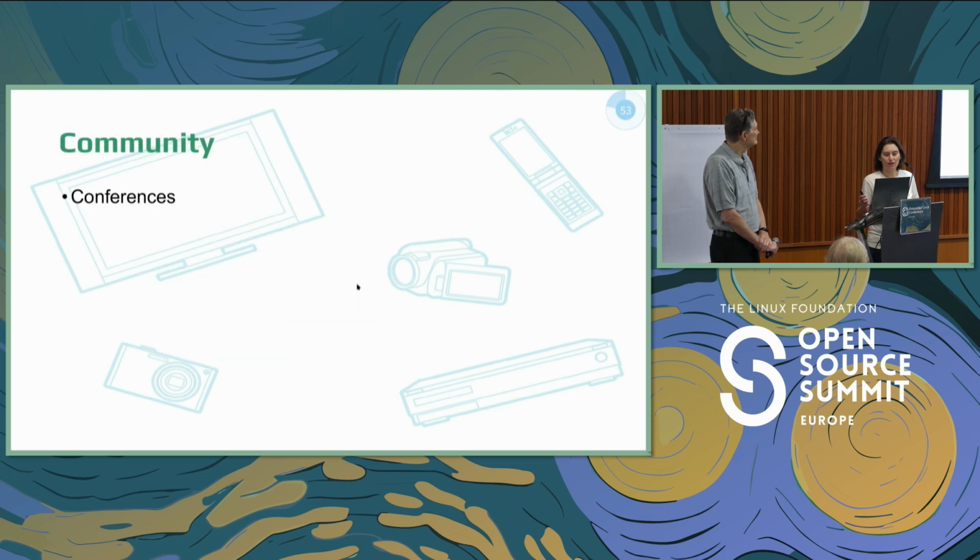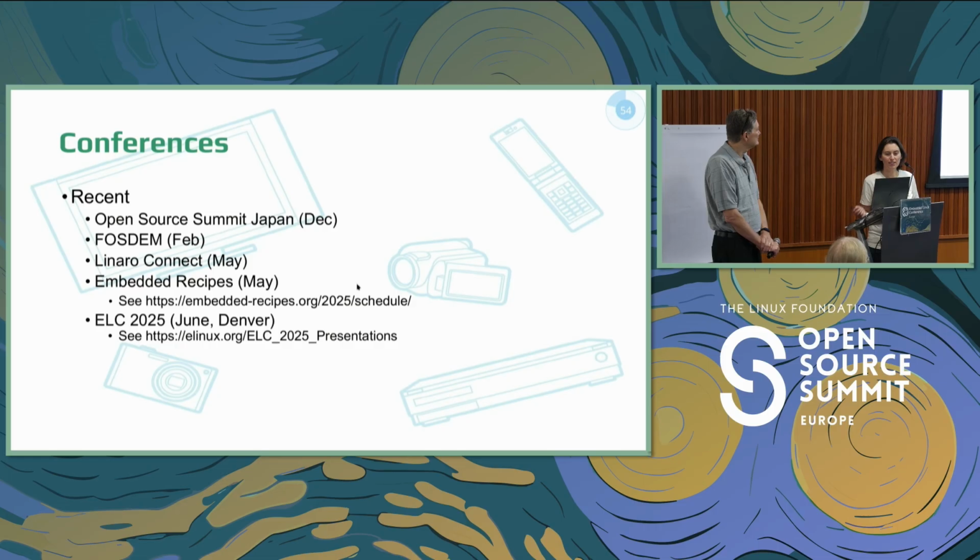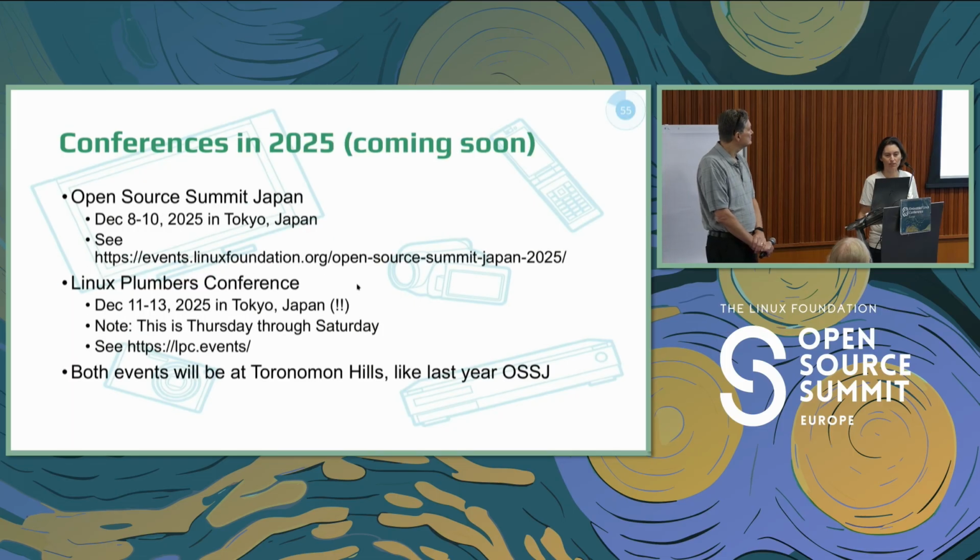Then, on the community and conferences, what has happened in the recent months? We have the Open Source Summit Japan that was in December, FOSDEM in February, Linaro Connect in May, Embedded Recipes also in May, and LPC Americas in Denver. Presentations and slides for all of those events are available with interesting content.